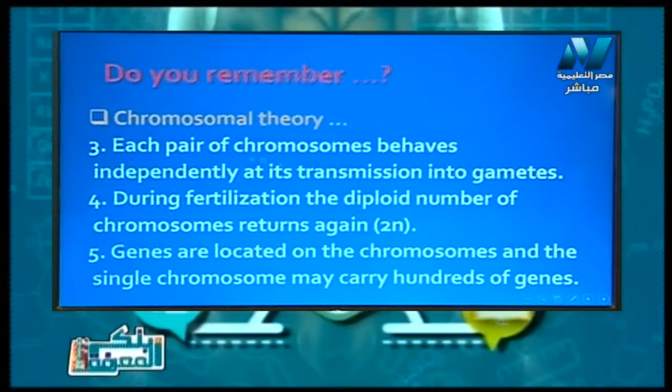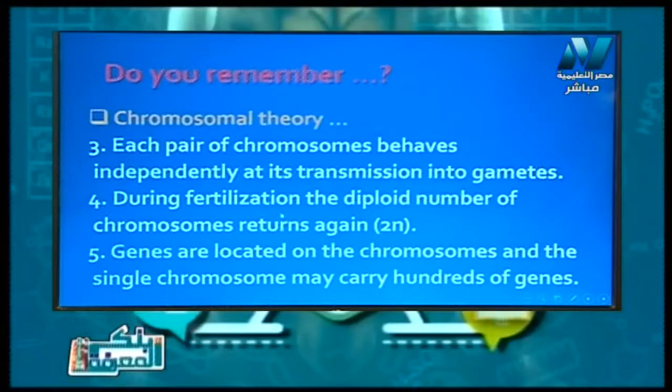Each pair of chromosomes behaves independently at its transmission into gametes. So during the formation of gametes, the homologous chromosomes behave independently from each other. One goes to one gamete, and the other goes to the other gamete. During fertilization, the male gamete and the female gamete fuse together and produce the new cell of the next individual, which contains 2n. So the number of chromosomes is restored to 2n, as in the original somatic cells of the individual.